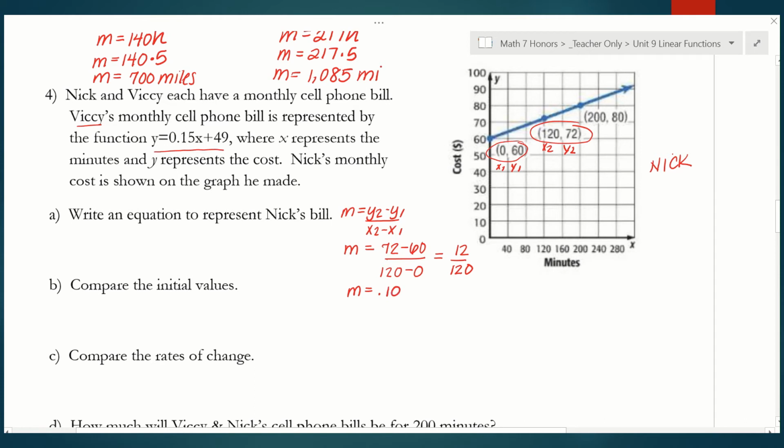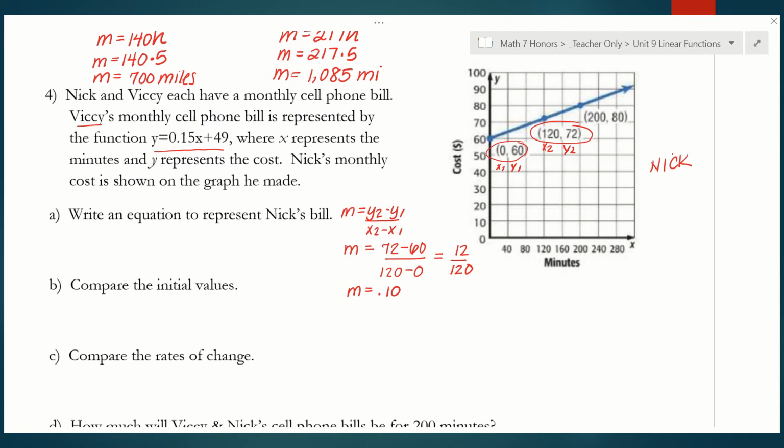Okay? And the reason I'm writing it as a decimal, normally I say, leave your slope as a fraction. I'm saying to leave it as a decimal in this case because in the other equation for Vicky, they left it as a decimal, and the reason is because it's money. So it's okay to have a decimal for a slope when you're talking about money.